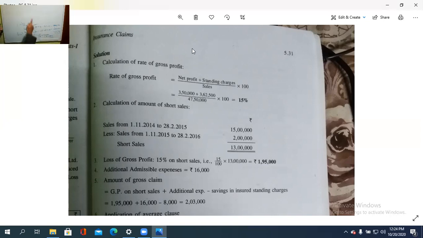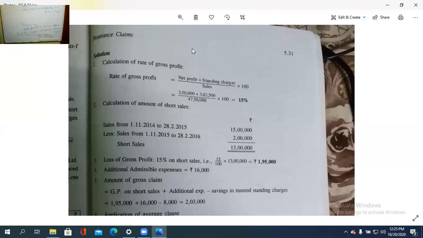Additional admissible expenses already given in the question as 16,000. Then amount of gross claim is equal to what is that? GP on short sales plus additional admissible expenses minus what is that? Savings in insured standing charges. That insured standing charges is the savings. That is 8,000 in the question, additional admissible expenses 16,000.